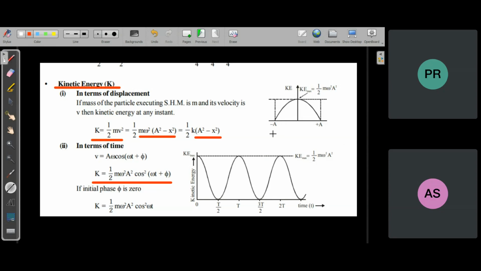The graph between kinetic energy and displacement represents a downward parabola, because the coefficient of x square is negative here. Also look at the graph of kinetic energy as a function of time. When you write it as a function of time, cos square is coming. So this graph shape will be the shape of a cos square, because in the equation all the other terms are constant. Constant into cos square omega t. So this is the graph of cos square.